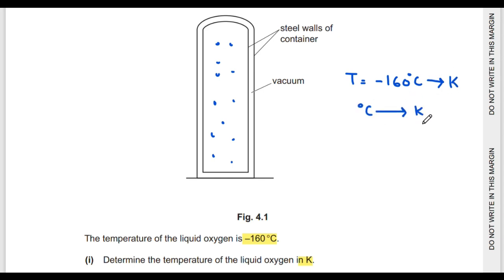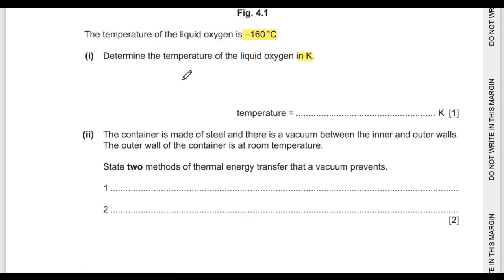To convert degrees Celsius into Kelvin, we have to add 273 Kelvin to the figure, and to convert Kelvin into degrees Celsius, we need to subtract 273 Kelvin. So I will add 273 to negative 160 degrees, and the final answer is 113. To two significant figures, it would be 110 Kelvin.